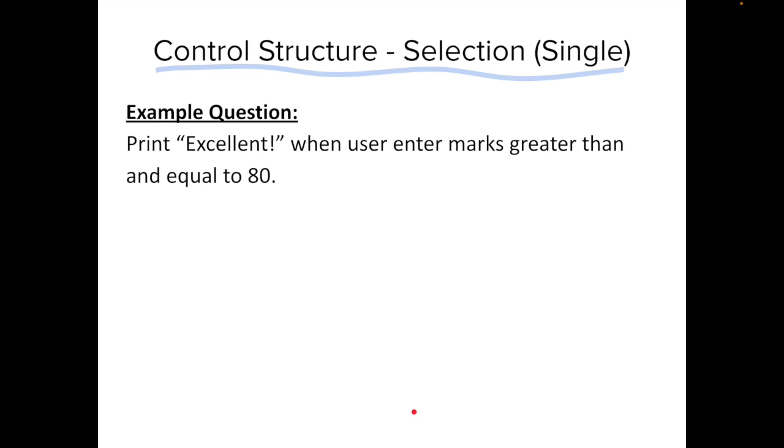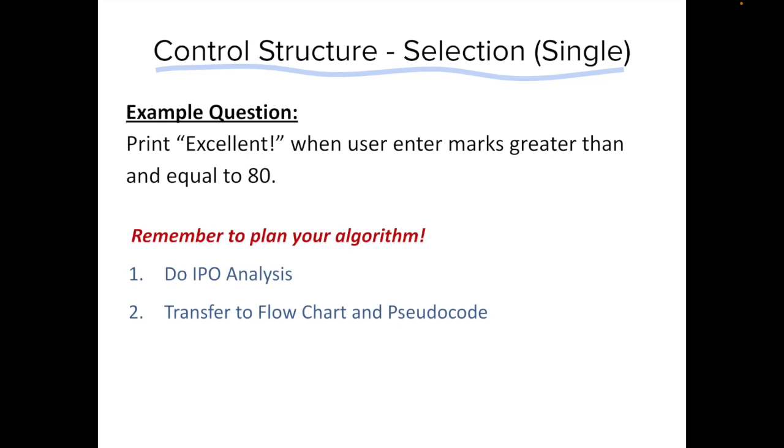Okay. So, kita tengok example questions untuk single selection. So, let's say we have this one question. Print excellent when user enter marks greater than and equal to 80. Obviously, when we get a problem statement, what we need to do first? We need to do IPO analysis. And from that IPO analysis, we can transfer that information to flowchart and pseudocode.